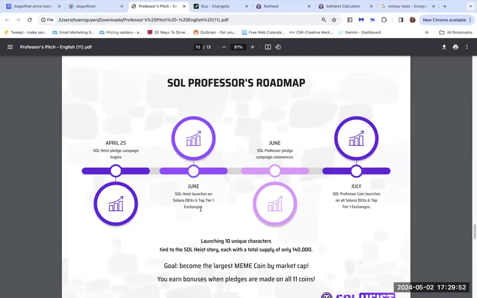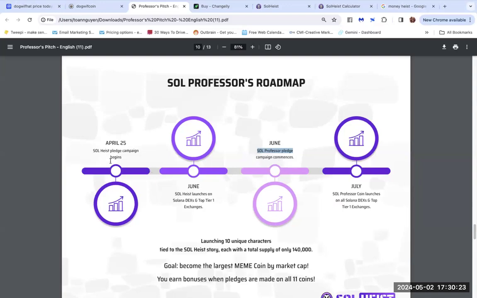But you could be a hodler. The third option is you can take your Solheist from your pledge that you've earned passively every single day up to this point, and you can actually make a pledge for Sol Professor. So the same month, guys, catch this: the same month that Solheist hits the exchange is the same month that the Sol Professor pledge commences. You guys catch that, right?